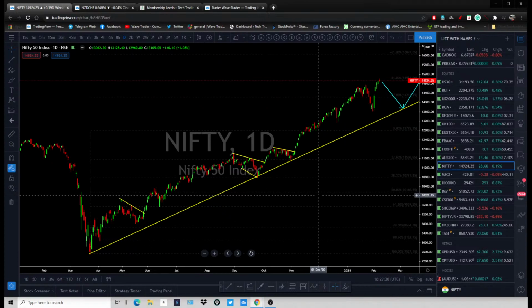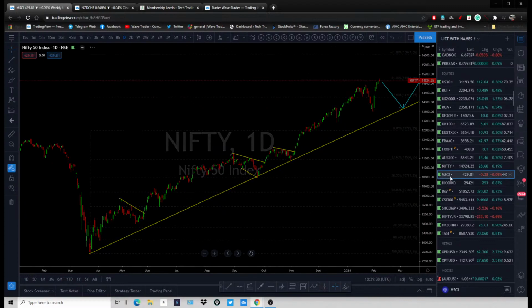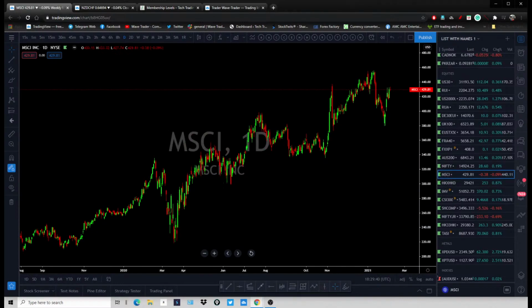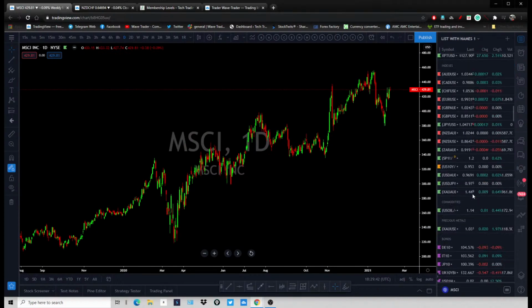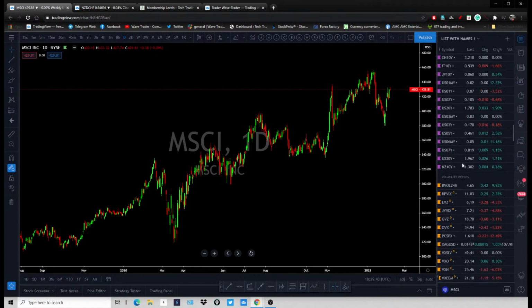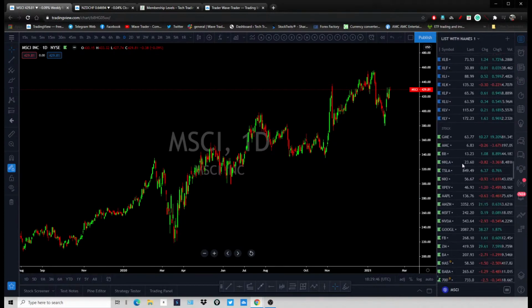So for the short term, buy at the top with a reasonable stop loss and keep taking your profit off. Don't stay in the market, trade short term on the indices. All right, MSC is also very much the same. So let's just look at Ethereum and some individual stocks.